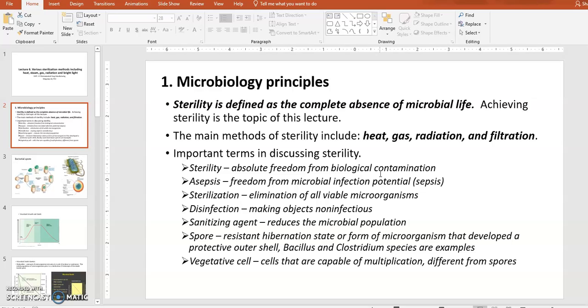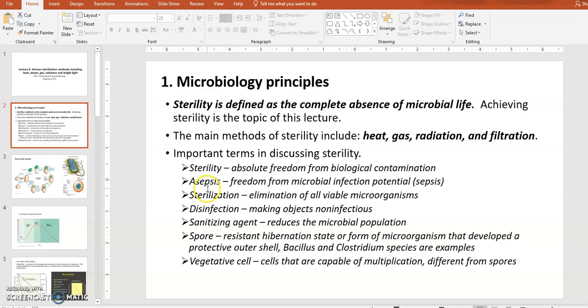Microbials are susceptible to exposure to heat, some gases, strong radiation, and of course filtration will be trapping those. When you deal with these topics, you need to know the definitions of these terms. Sterility means absolute freedom from biological contamination. So you eliminate them all completely, then you make the condition sterile.